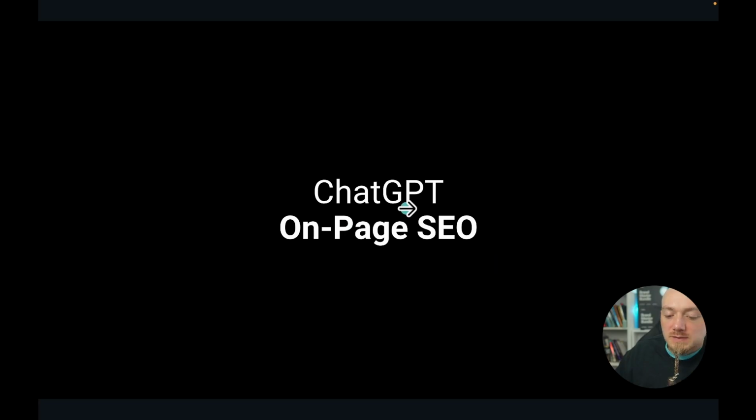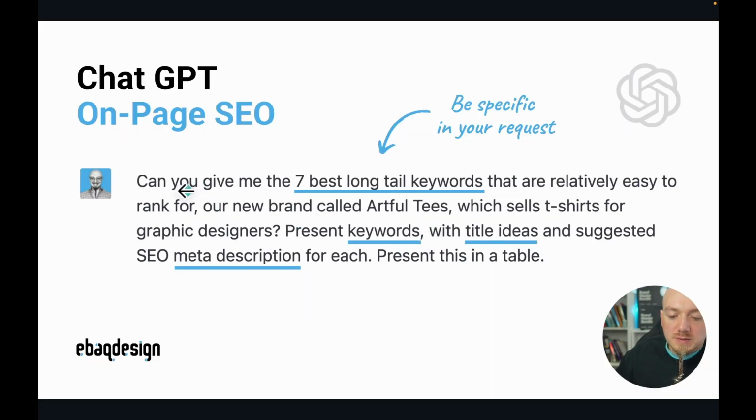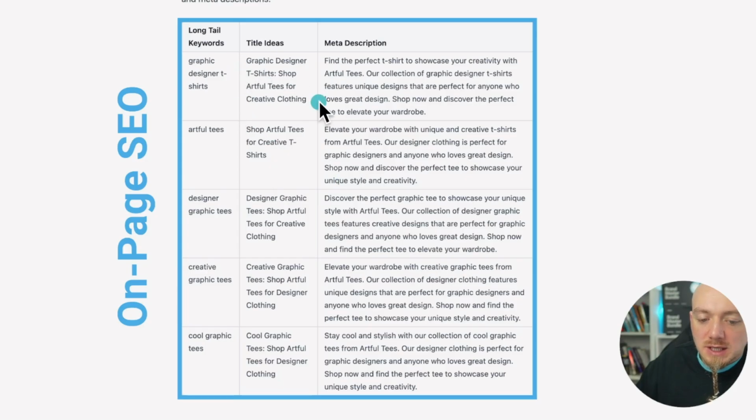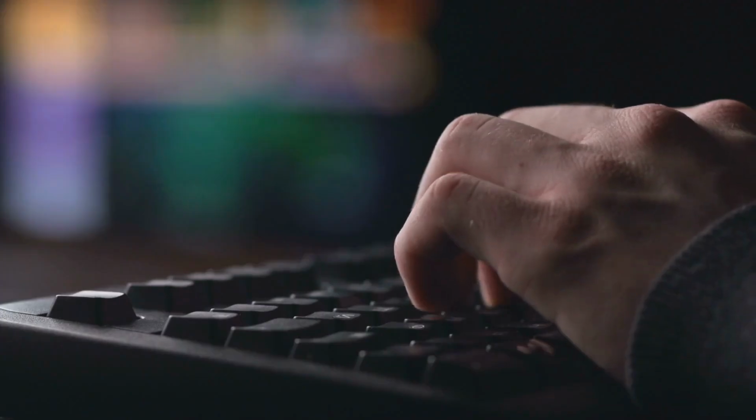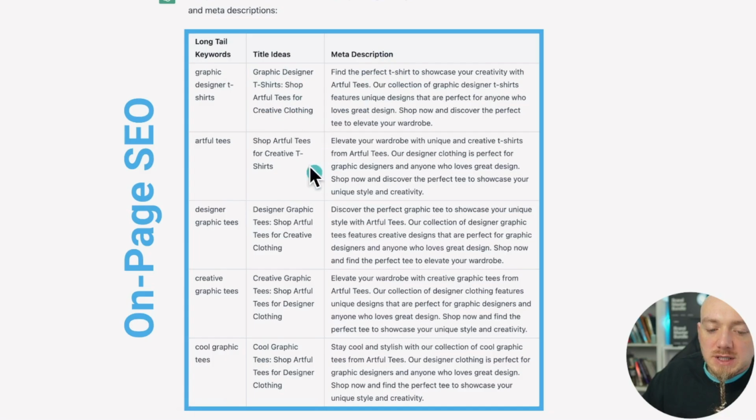All right, the next and last thing we want to discuss is on-page SEO. So here is a simple prompt. I asked for 7 best long-tail keywords, because as a new brand you should actually target some long-tail keywords. So again, I ask it to present it in a table with the title suggestions and SEO meta description. And here are the results that I got, which is pretty accurate. We can target these keywords, we can write these blog posts, and we can take it further and actually ask ChatGPT to write us an article.